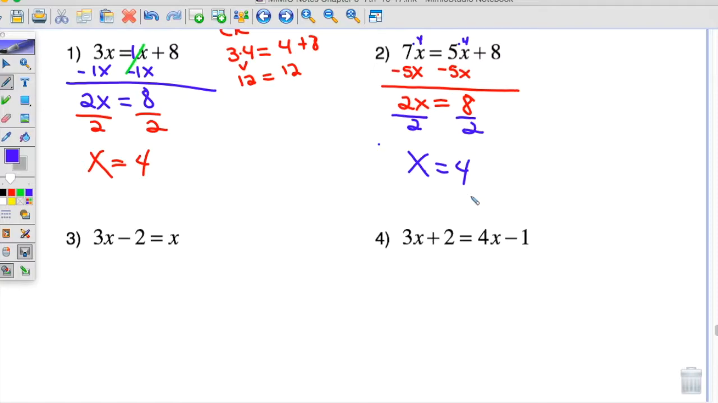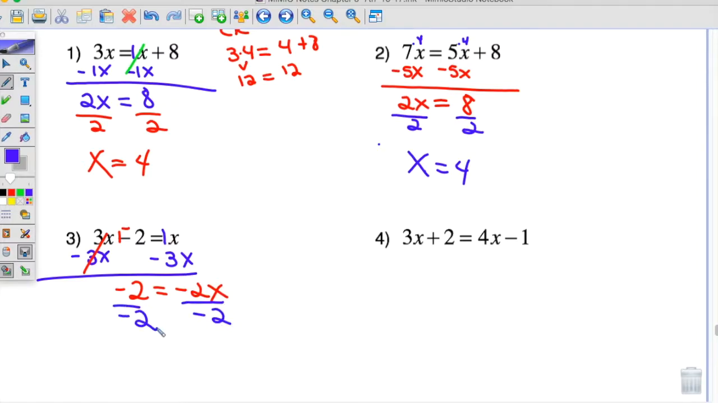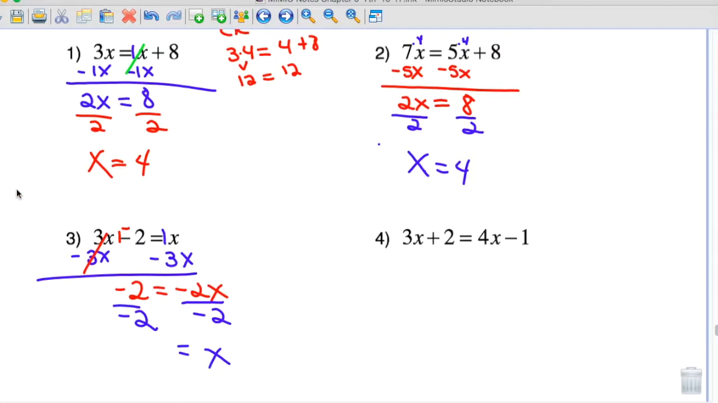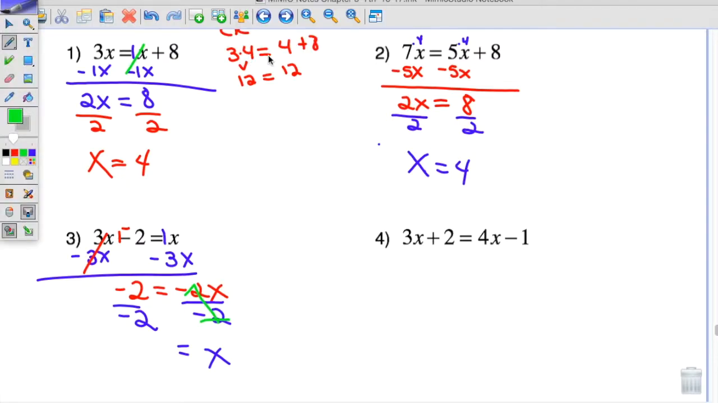In number 3, we have 3x minus 2 is equal to x. So our term that's alone is the x, so we want to subtract 3x from both sides. We can put a 1 in front of the x also. When we do 3x minus 3x, we bring down the subtract 2, which really now is a negative 2 because we can change that to adding the opposite. And then 1x plus a negative 3x gives you negative 2x. Divide both sides by negative 2. On the right-hand side, you're left with x, and on the left-hand side, negative 2 divided by negative 2 is 1. So x is equal to 1.